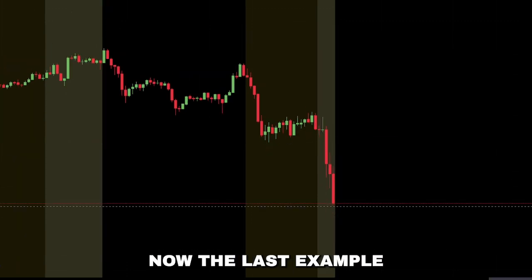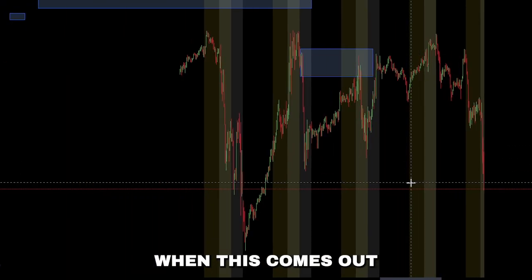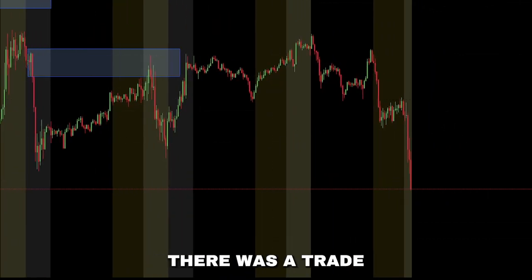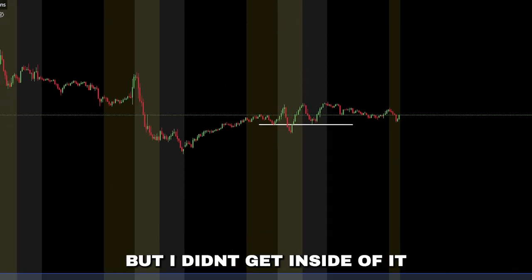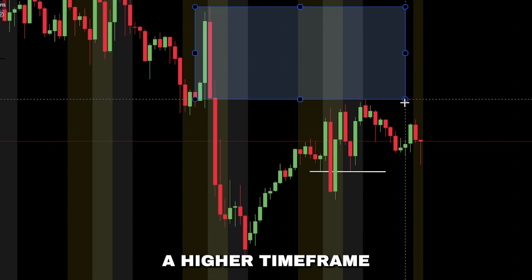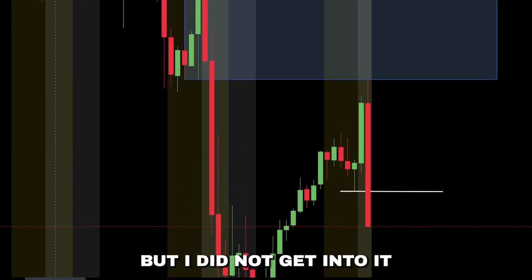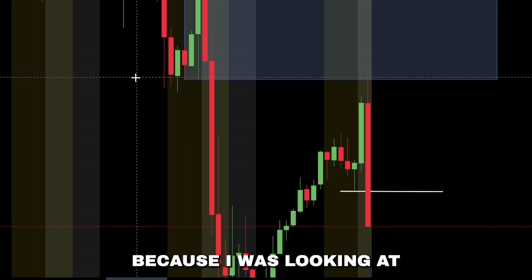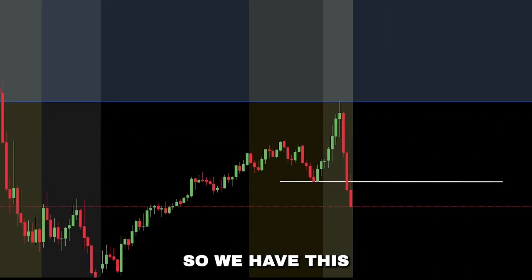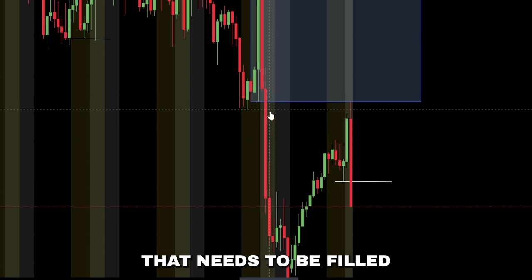Now the last example I'm going to show you guys, if you guys are watching this when this comes out, there was a trade that just happened yesterday on NQ where this literally played out, but I didn't get inside of it. Here we have a higher time frame zone on the 1 hour. I marked off this trade, but I did not get into it because I was looking at YM. We have this higher time frame order block, and we have this gap that needs to be filled.